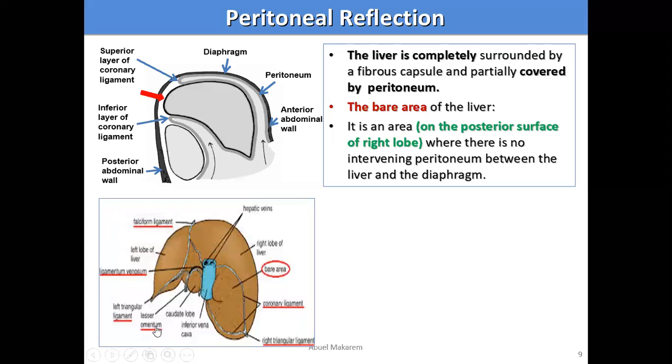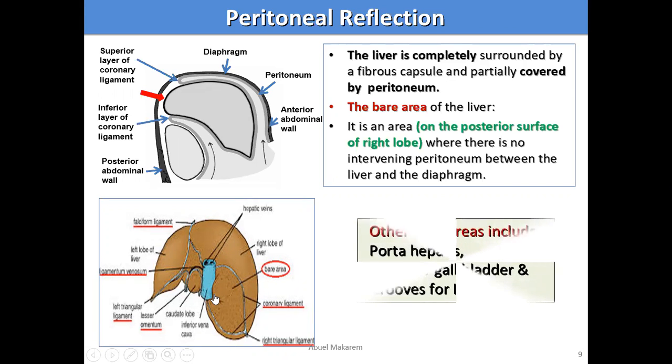Now you can see here the same is shown. So this is the peritoneal fold coverings, and this part of the area of the liver which is seen from behind, this is called as the bare area of the liver. This is the largest bare area which is present here.